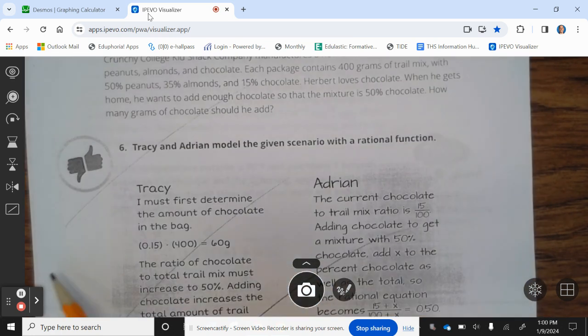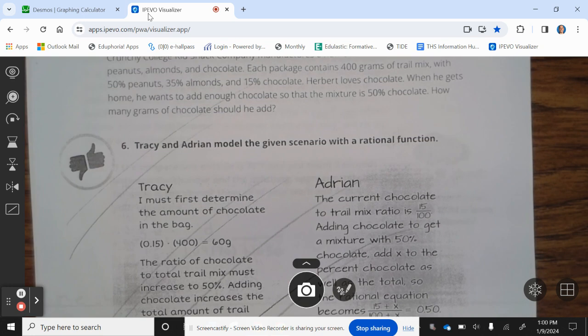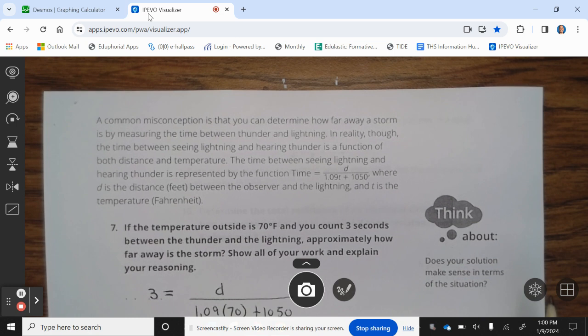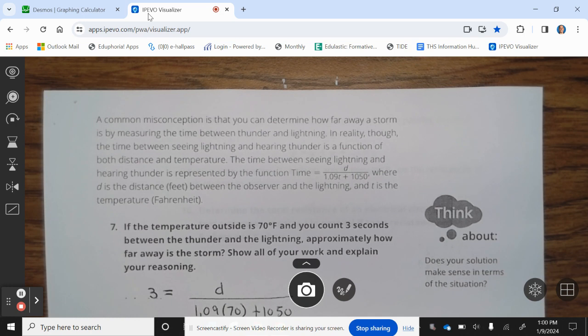All right, go ahead and mark out that page. All right. A common misconception is that you can determine how far away a storm is by measuring the time between thunder and lightning. In reality, though, the time between seeing lightning and hearing thunder is a function of both distance and temperature. The time is represented by the function time equals distance divided by 1.09 times temperature plus 1050, where d is the distance in feet between the observer and the lightning, and t is the temperature in Fahrenheit.